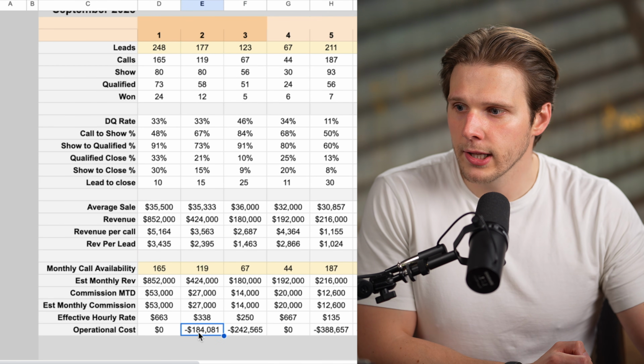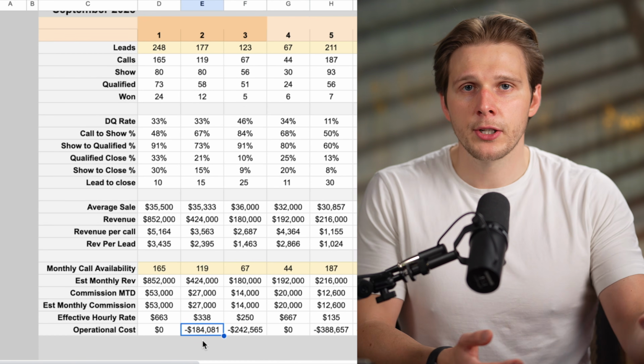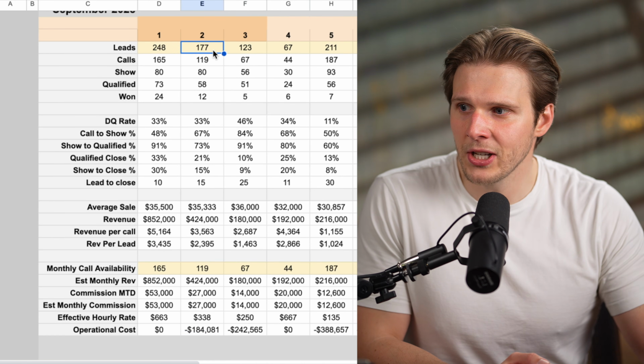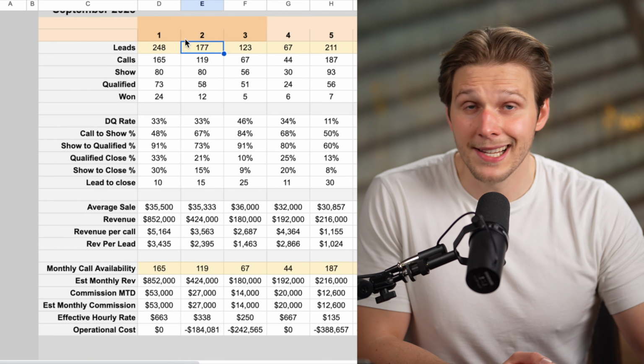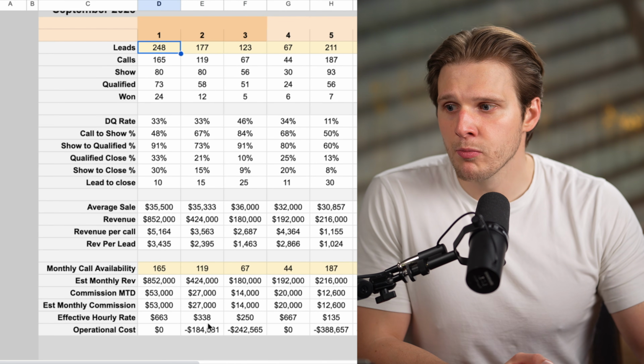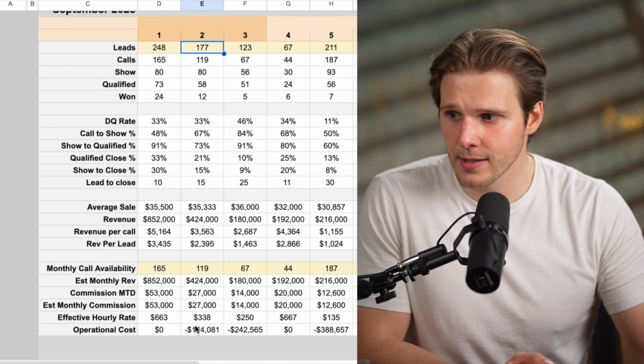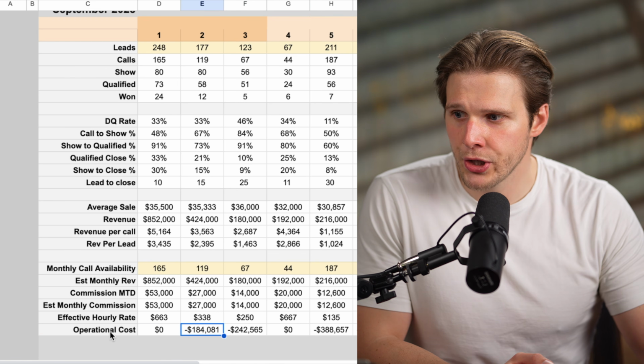which allows me to calculate an operational drag, which is basically just the number that I use to compare reps and understand if I had given all 177 of the leads that I gave to this rep instead to the number 1 rep, how much more money would that 1 rep have made us than the number 2 rep? And it's approximately $184,000, which is the operational cost.